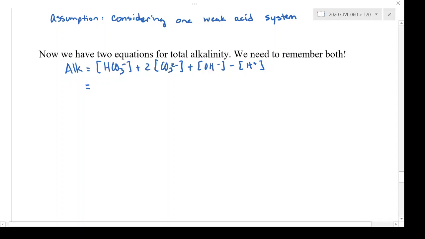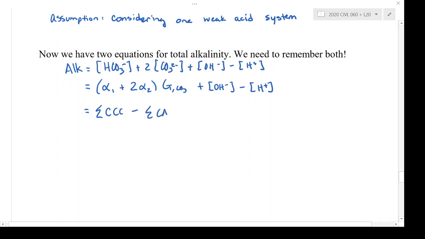And another way to write this is using our alpha expression. So we can substitute alpha 1 times CtCO3 for bicarbonate and alpha 2 times CtCO3 for carbonate. So I'm going to put those together, and I have alpha 1 plus 2 alpha 2 times CtCO3. So I'm just putting together the carbonate and bicarbonate, and then I leave the hydroxide and hydrogen ion as is. Now I also have, based on the derivation above, the summation of the CCCs minus the summation of the CACs. So now we know that the alkalinity is also equal to the imbalance in conserved species.